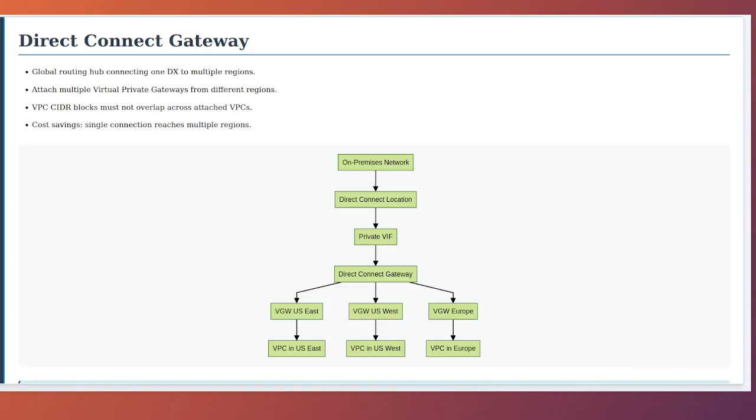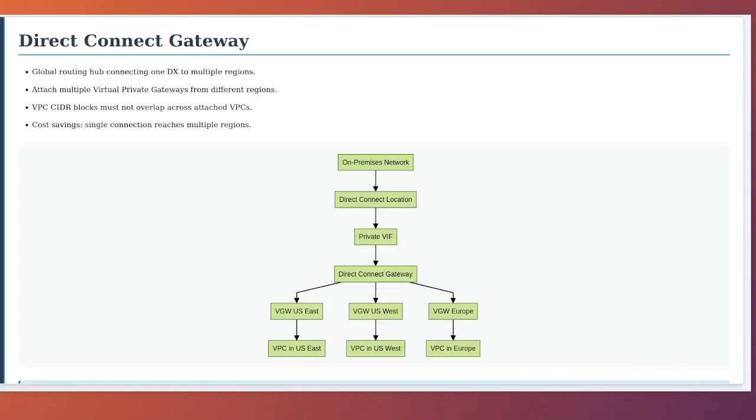The diagram illustrates this architecture. Your on-premises network connects to a Direct Connect location through your physical connection. The private virtual interface on that connection associates with a Direct Connect gateway. This gateway is a global resource, not tied to any specific region. You then attach virtual private gateways from multiple AWS regions to this gateway. For example, you might attach a VGW from US East, another from US West, and another from Europe. Traffic from your on-premises network can now reach VPCs in all these regions through the single Direct Connect connection and the Direct Connect gateway.